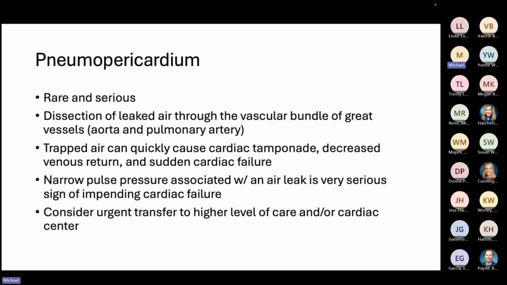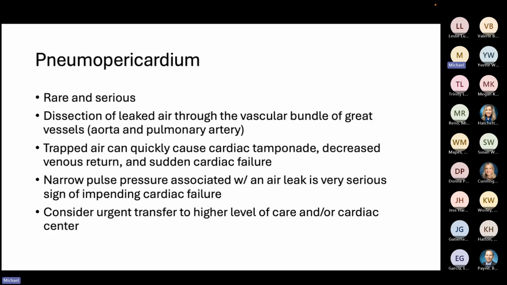Pneumopericardium is rare and serious, and is a true medical emergency. Air can dissect through the vascular bundle of the great vessels, so the aorta and pulmonary artery. The reason it's a medical emergency is because the trapped air can expand, pushing on the ventricular walls, both right and left ventricle, causing cardiac tamponade, rapid decreases in venous return, and sudden cardiac failure.